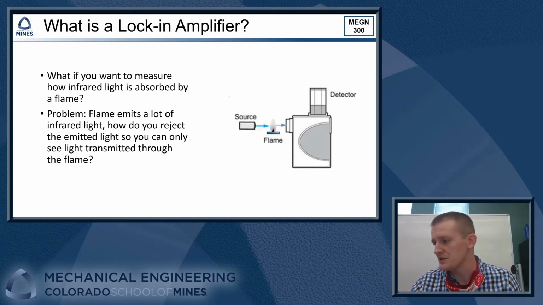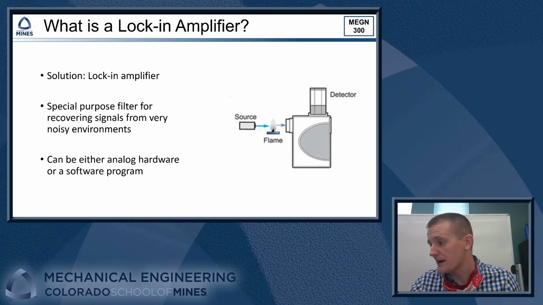So the way this works is you have an infrared light source, you shine it through whatever sample you're trying to identify and see the molecules in, and then send it over to an infrared detector. The problem here is the flame emits a ton of infrared light, like way more than the infrared light source itself actually does. So how do you see that light source and separate the light from the light source from the infrared light that's generated by the flame?